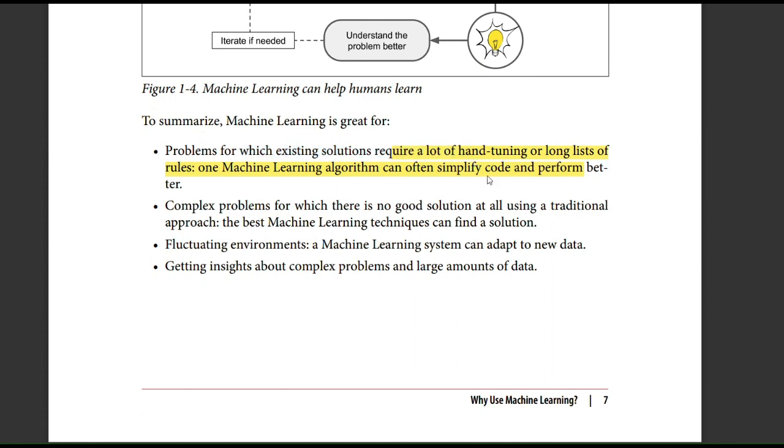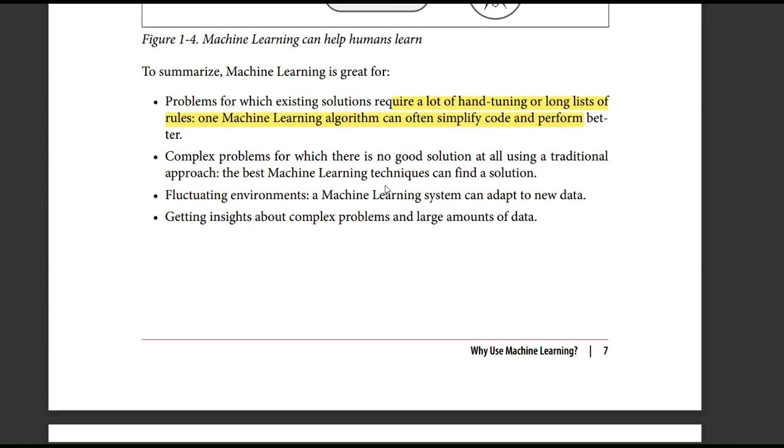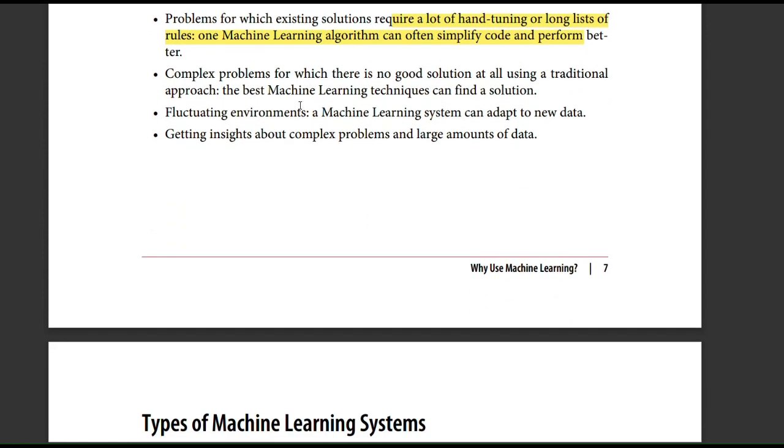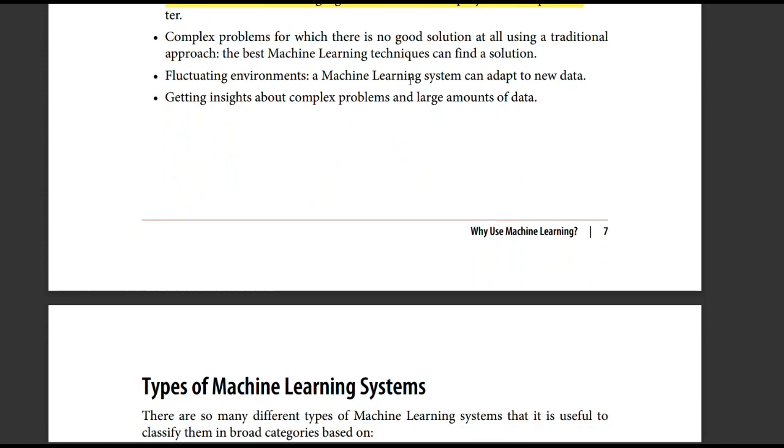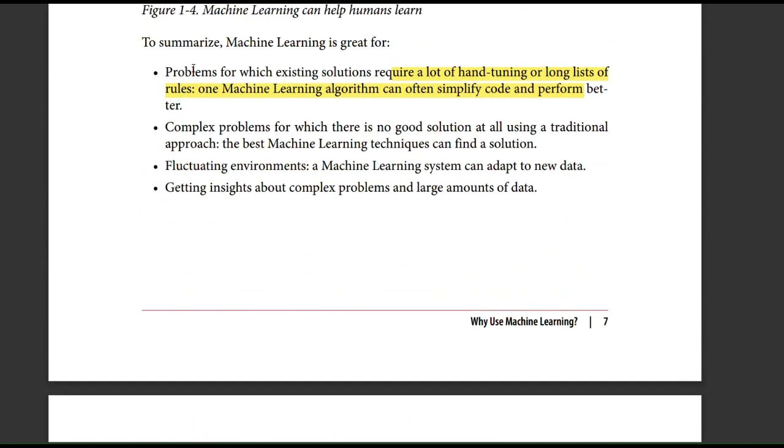To summarize, machine learning is great for problems for which existing solutions require a lot of hand tuning or long lists of rules. One machine learning algorithm can often simplify the code and perform better. For complex problems for which there's no good solution at all using a traditional approach, the best machine learning techniques can find a solution. In fluctuating environments, a machine learning system can adapt to new data, getting insights about complex problems and large amounts of data. So that's a summarization of all of the stuff that we just covered.